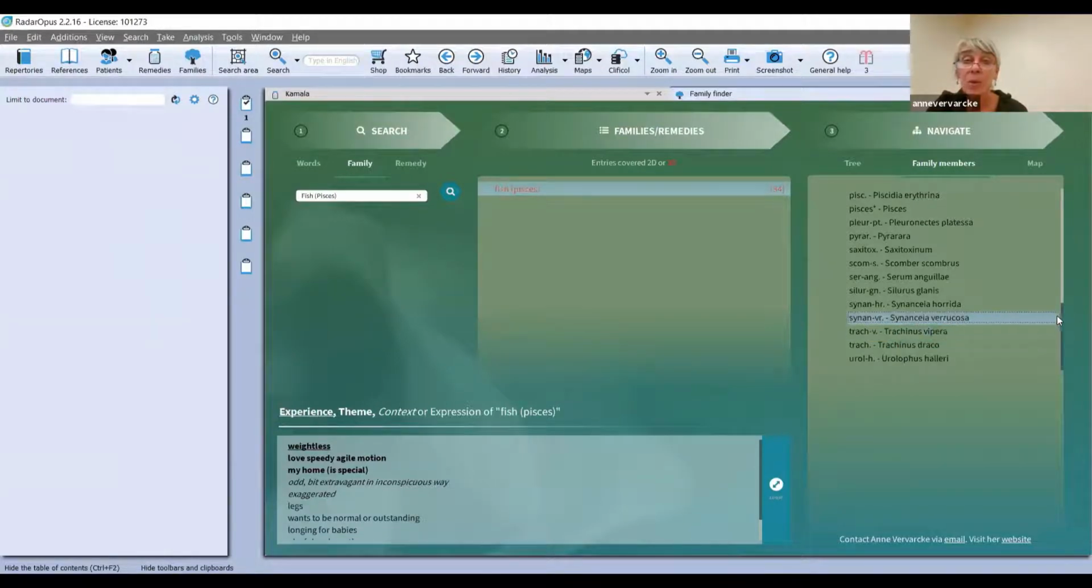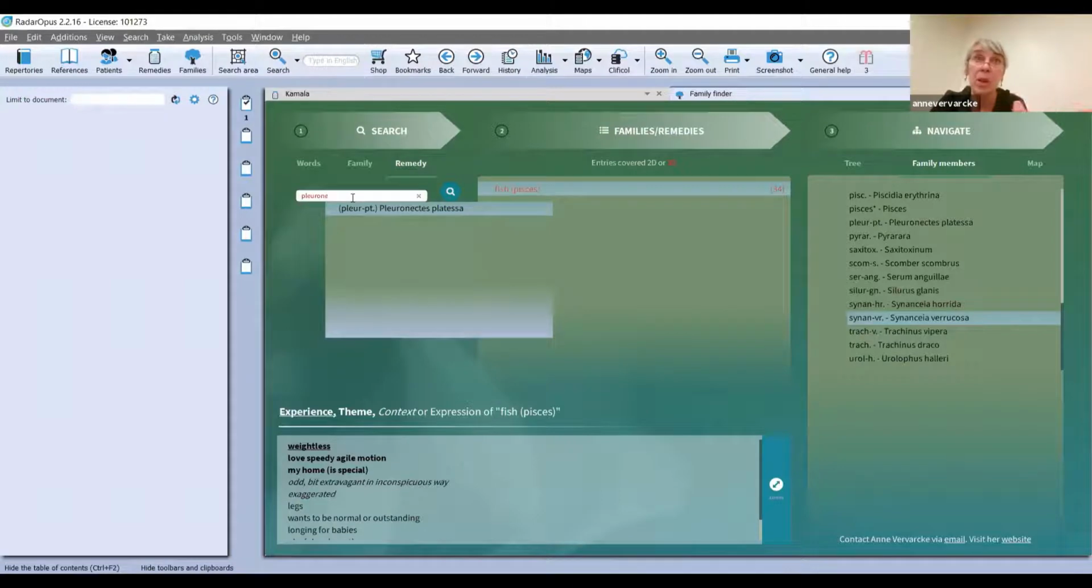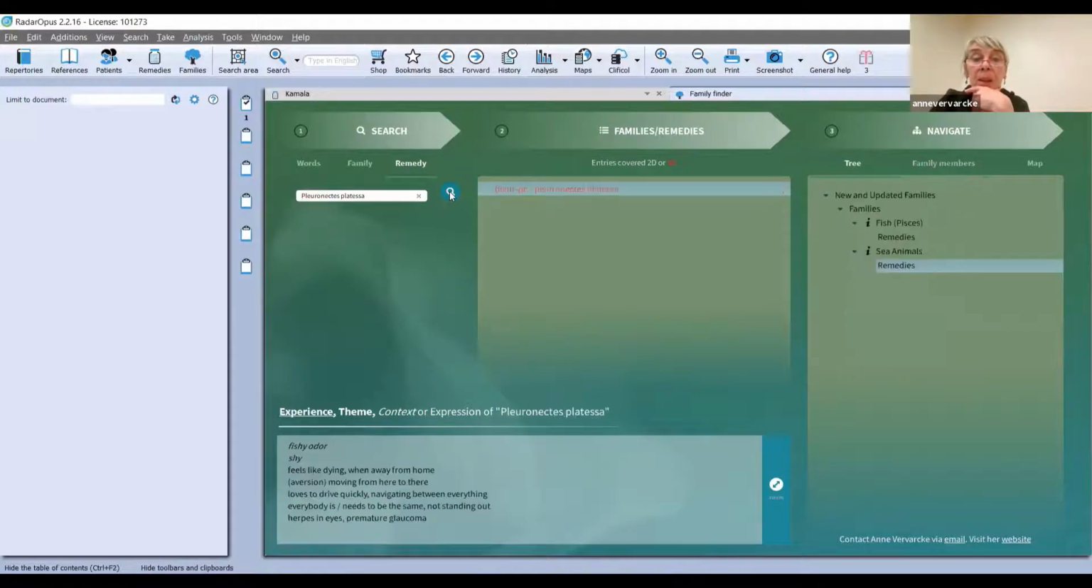So let's say you want to see if you can find the remedy here. Fish, Platessa, we say Pleuronectus. Pleuronectus was one of the examples I gave you because I know it's in the family find, it's one of my cases. So here is the name, then the remedy, you click on the remedy, you see it's red, of course it's red because it's an animal. And then in the box down, you see the characteristics of the Pleuronectus Platessa.